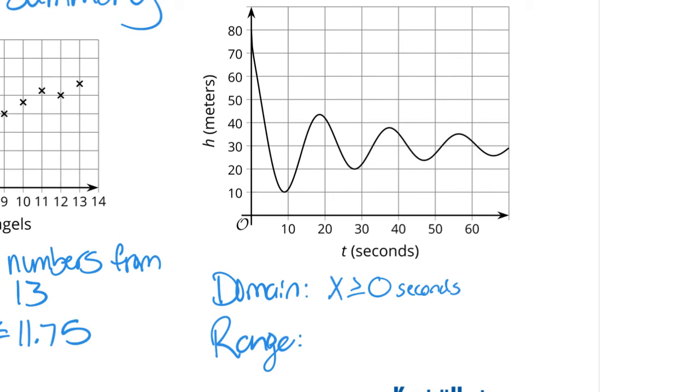The range is all of our possible y values. And we knew from this problem before that we started at 80. It looks like we go down to 10, and that seems to be the lowest value. So we're going to say from 10 to 80, and it's going to include all those decimals in between because it's okay to have partial meters in this problem.